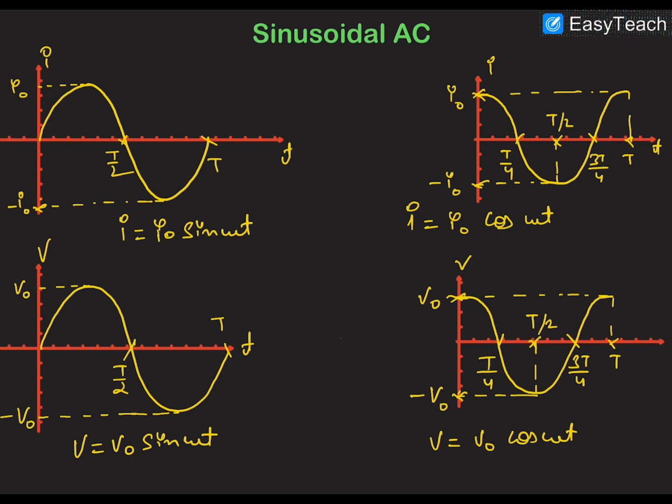Some students say that alternating current must be currents only, the voltage cannot alternate. In fact, alternating currents are generated due to the alternating voltage. So alternating voltage is the source of alternating currents. So alternating voltage also exists in the same way as the alternating currents exist.